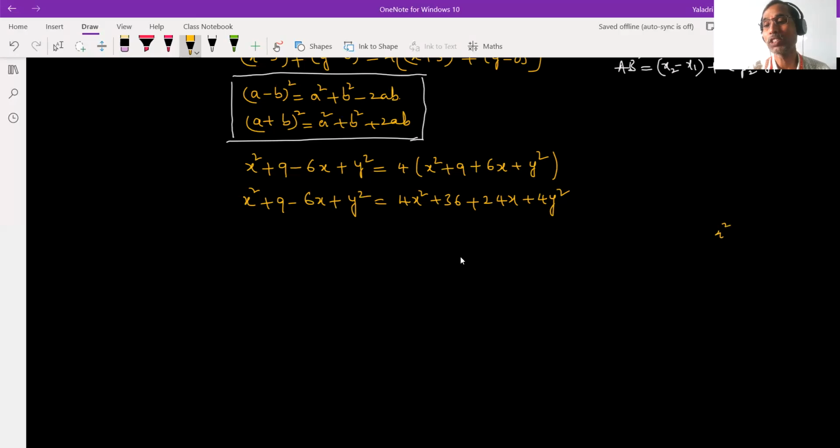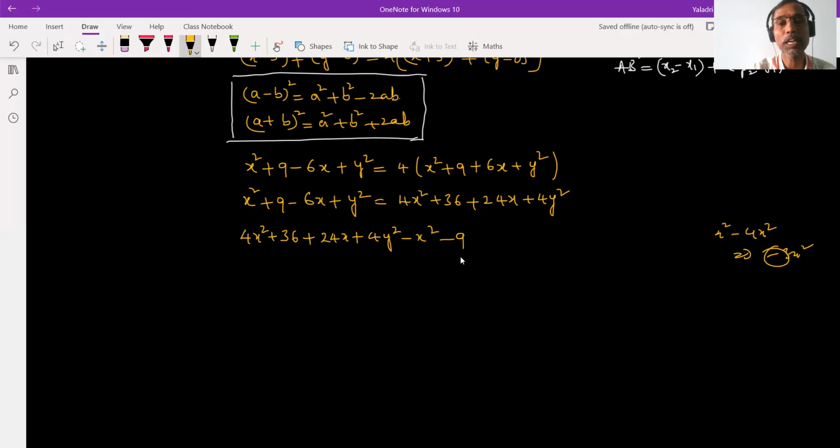So x square minus 4x square equals minus 3x square. So after changing and simplifying, again you should multiply with the negative. To avoid that, simply take whatever the left expression is into the right side and then simplify. Right, now how is it? See, that is 4x square plus 36 plus 24x plus 4y square minus x square minus 9 plus 6x minus y square.